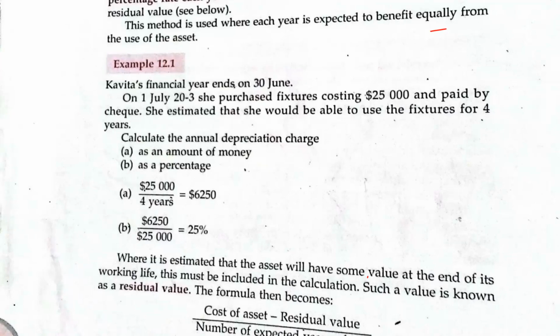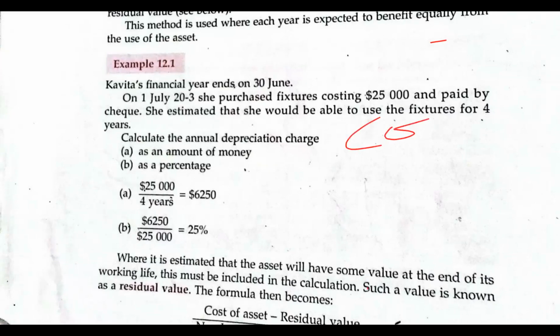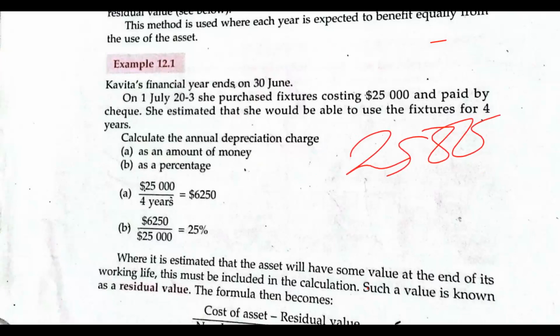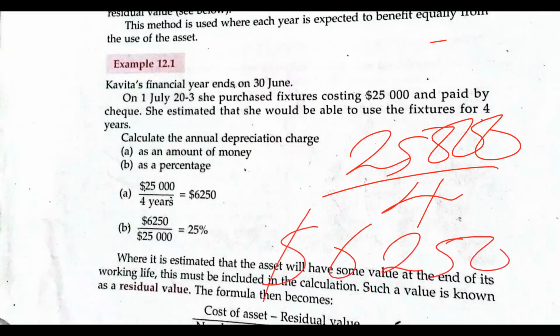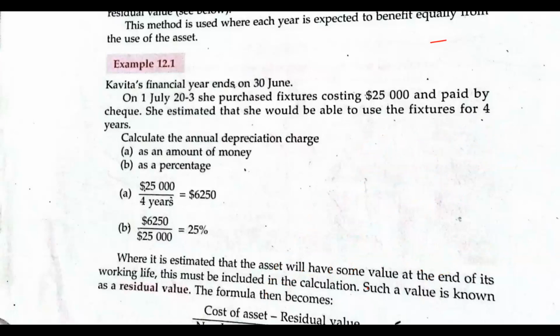So first of all, we said that you have to calculate the cost divided by what? The expected number of years, yes. So we are told that the cost of the fixtures being $25,000 is to be divided by 4 years, being the expected number of years of use of the same asset, and that gives you $6,250 as the depreciation for that year, for each year. So each year, the asset is losing the value of $6,250.